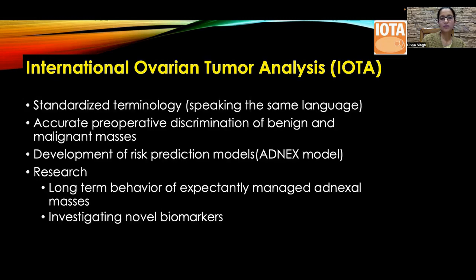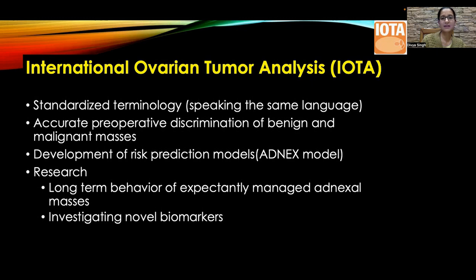As I said, the advantage of using the Iota terms and definitions is that all of us understand each other because we use similar language. It helps in accurate preoperative discrimination of a benign and malignant adnexal mass. There are risk prediction models, that is, based on certain characteristics of the patient as well as the adnexal mass, we can calculate patient-specific risk of having a benign, borderline, or malignant ovarian tumor. And this can be done by using models like ADNEX, which are available not only as a web application, but also on our mobile phones, as well as incorporated in some ultrasound machines.